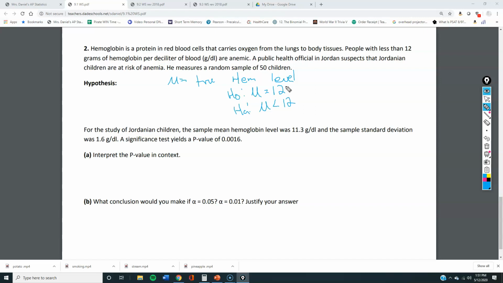So what conclusion can we make? Well, if alpha, we can reject both. We can reject the null hypothesis if it's 0.05. We can reject the null hypothesis if it's 0.01 because we got 0.001 as our p. So we have convincing evidence that Jordanian children have a lower than average hemoglobin level.